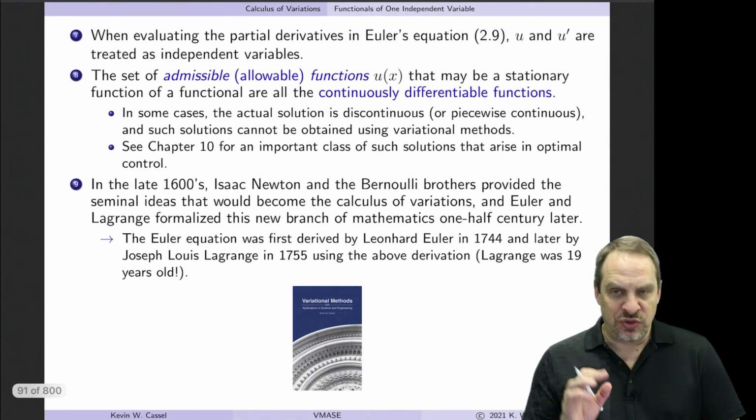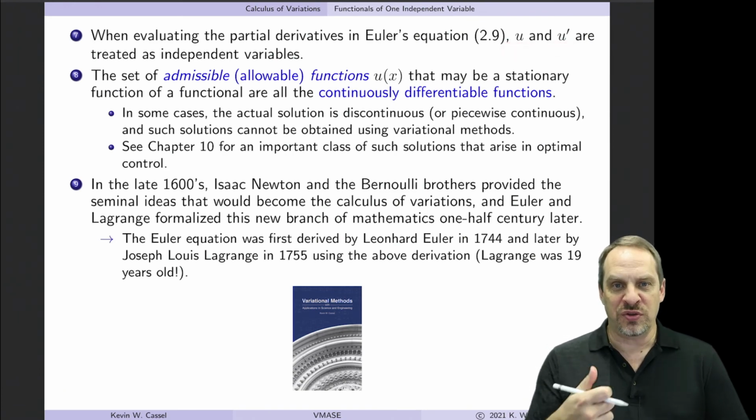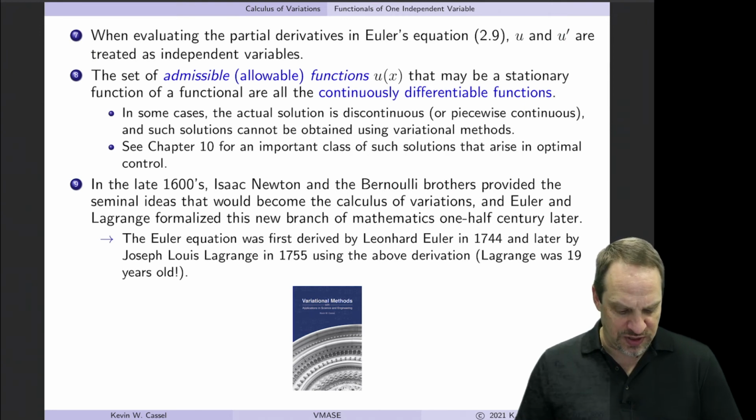Now the key in 2.9 is to remember that we're looking at u and u prime as if they're independent variables. We're evaluating those partial derivatives of the integrand capital F with respect to u and u prime as if they are independent variables. Again, I'll show you this in an example.